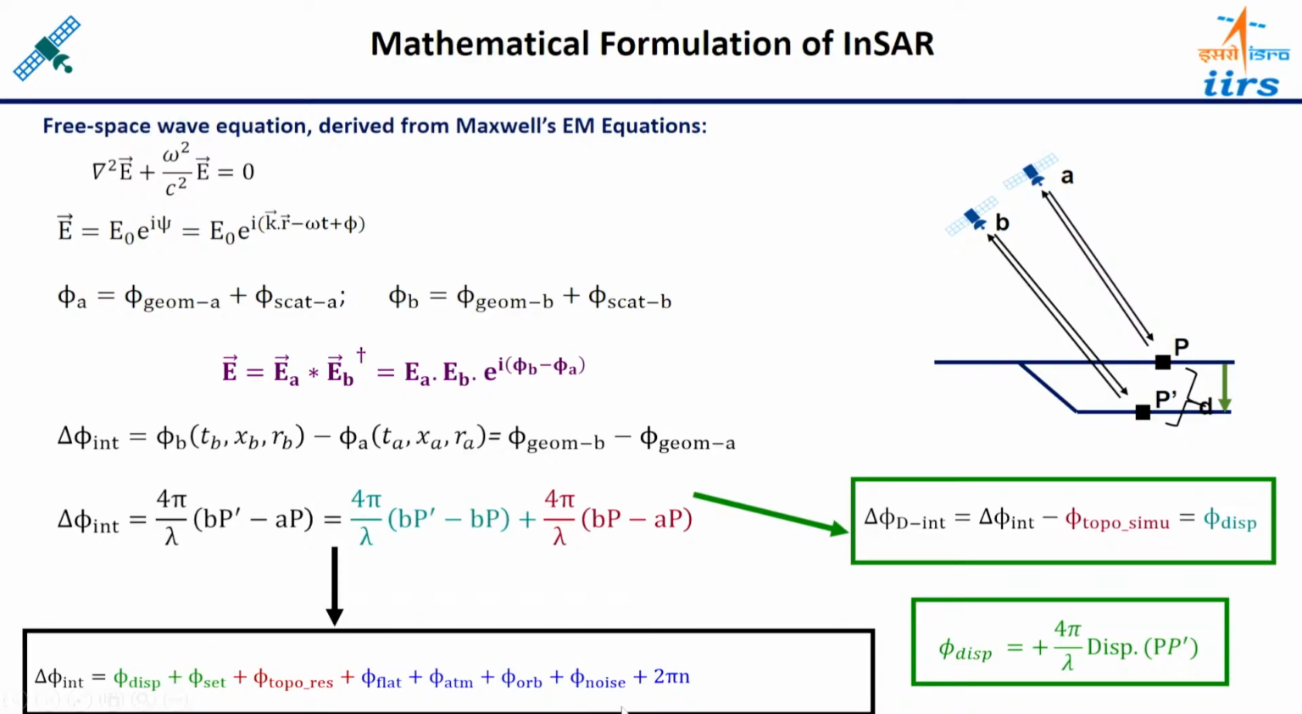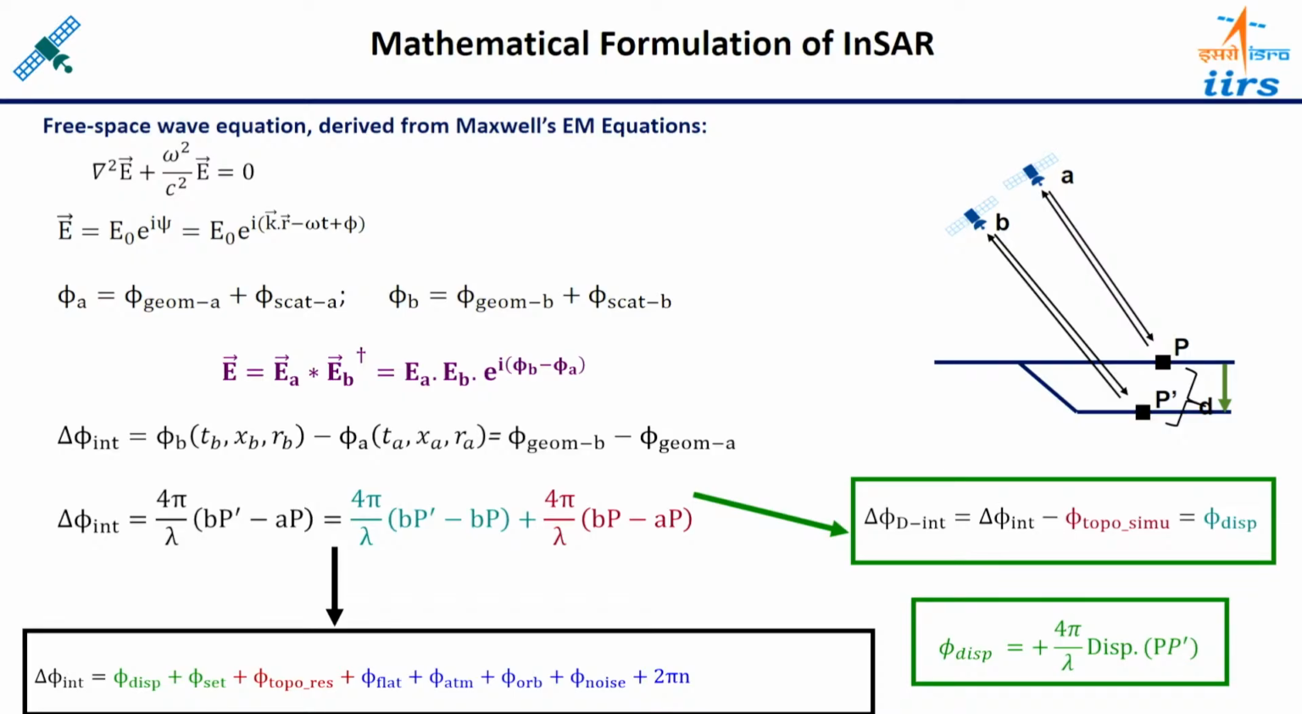Then this term is called the noise phase. For example, as we have already seen in the baseline concept, if the baseline is more, the signals are decorrelating. If larger baselines are there, it means more decorrelation is there. It means coherence is less or decorrelation is more. It means decorrelation noise you are inviting.